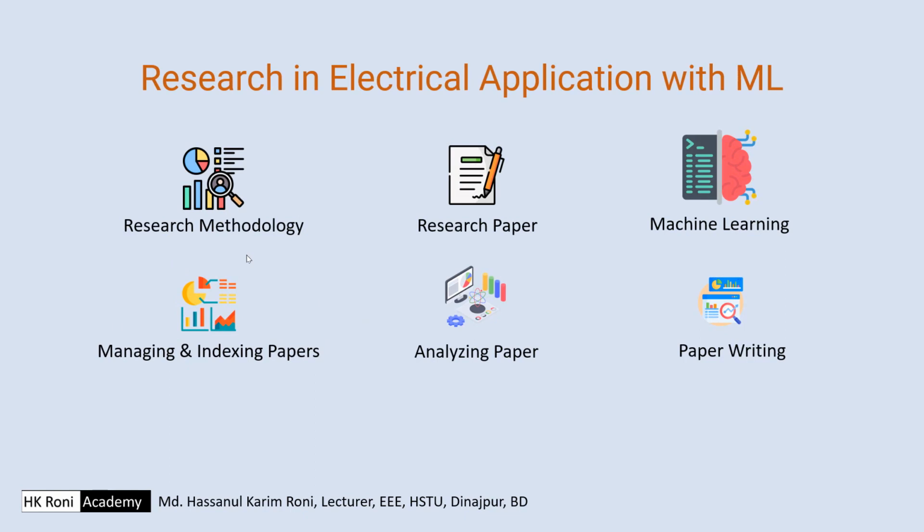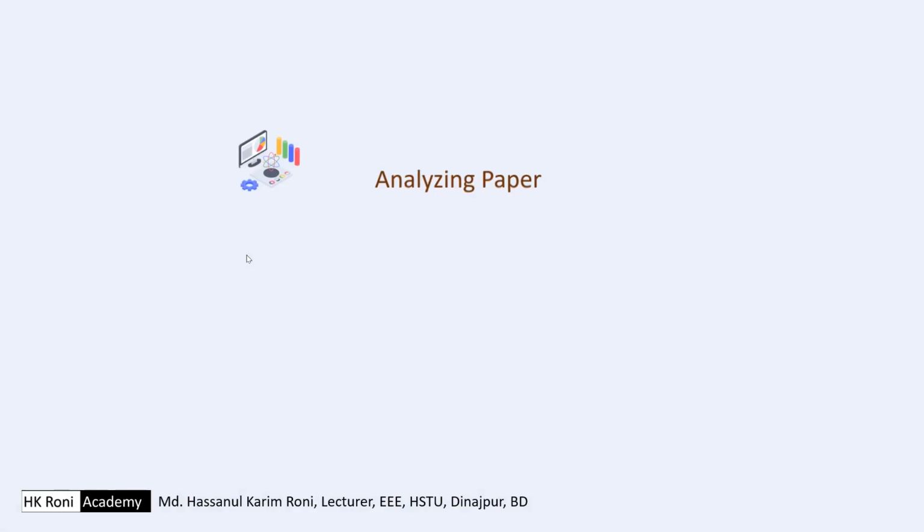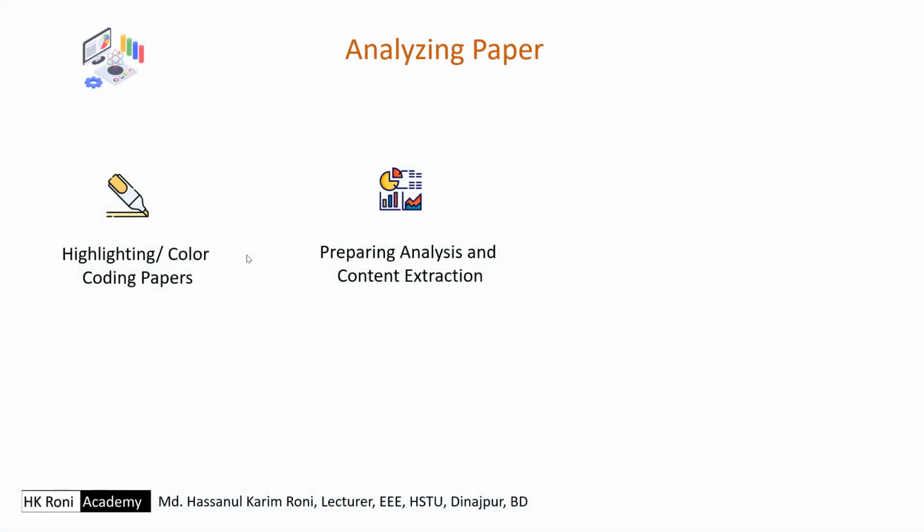Next, we will talk about analyzing the research paper. This is the key content of our workshop. We will analytically break down different research papers. We will use color coding or highlighting, and we will do paper analysis and content extraction. From the abstract, title, and introduction throughout the paper, we'll read through the papers and try to extract the key contents for our review work.